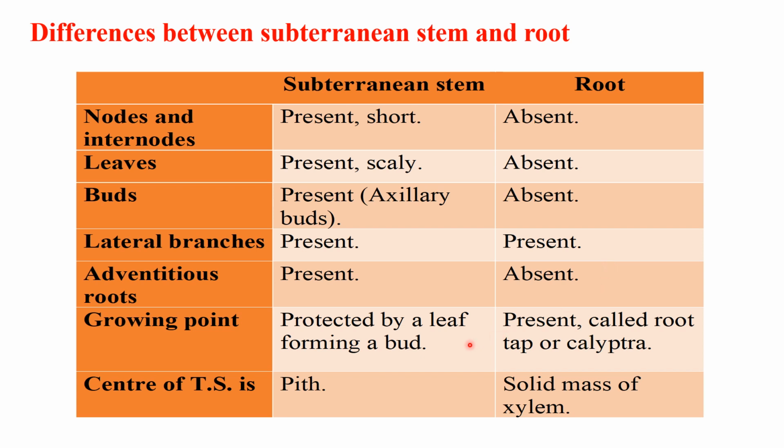The growing point here in the subterranean stem is covered by scaly leaves, forming a bud, while in subterranean root the growing point is covered by what is called root cap or calyptra. The center of the TS in the subterranean stem is constituted of parenchyma cells forming what is called pith, like the aerial stem, while in root it is formed of a solid mass of metaxylem.